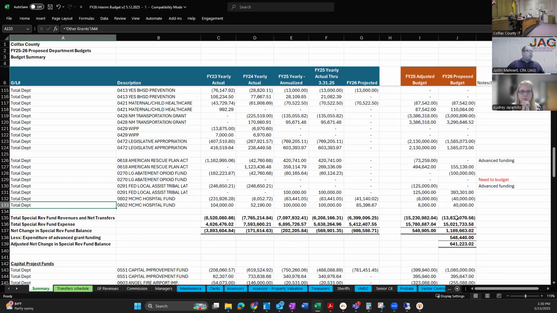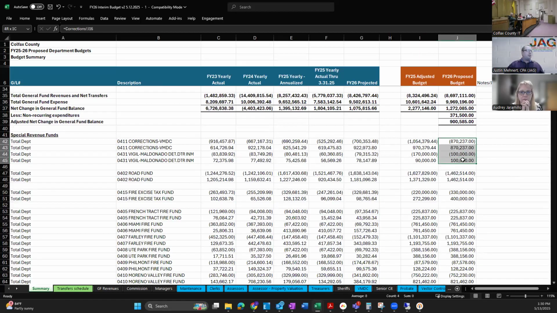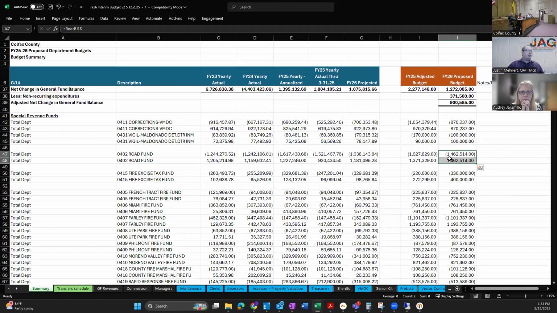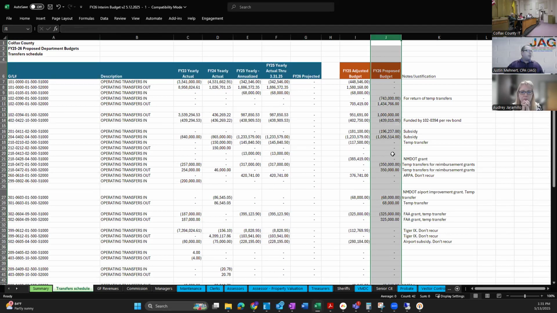So let me summarize. You'll see a lot of these zero out between revenue and expenditure. The road fund and the corrections are the two primary recipients of transfers from the general fund. So I'm going to jump ahead and just show you those amounts. There's a transfer schedule too on the second tab where you can see all the various transfers.